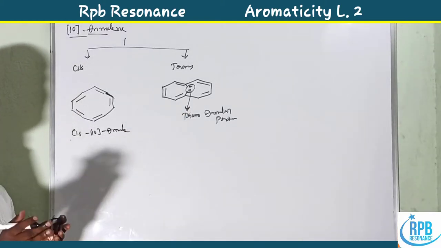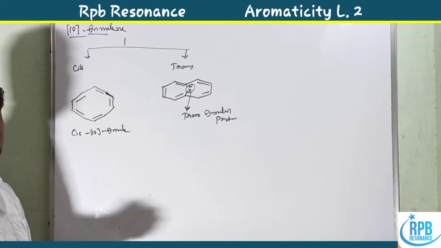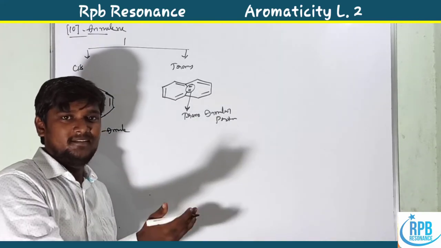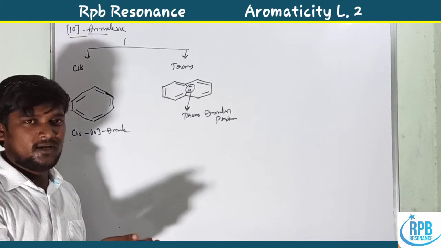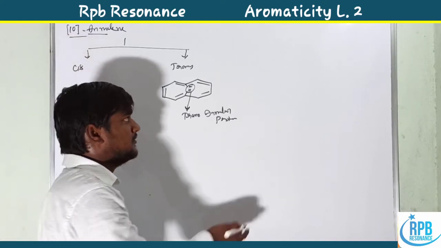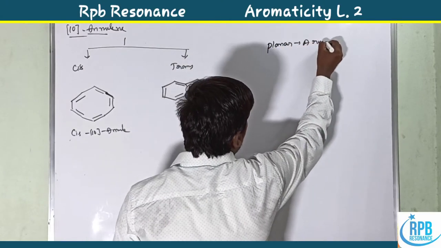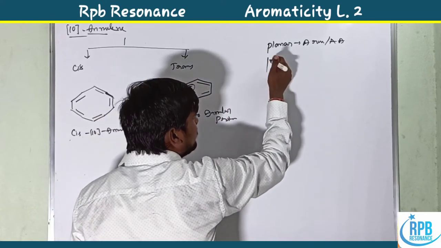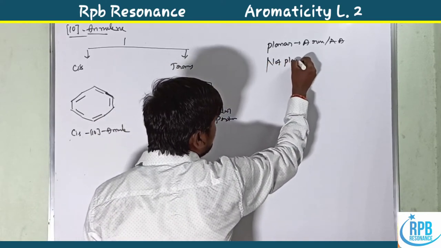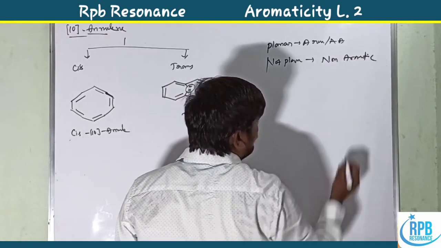Generally, in the case of annulenes, if it is a planar molecule, then aromaticity is based on Huckel's 4n plus 2 rule, or if it follows the 4n rule, then it is anti-aromatic. So if it is planar, it exists as aromatic or anti-aromatic based on the number of electrons. If it is not planar, then it is said to be non-aromatic in nature.